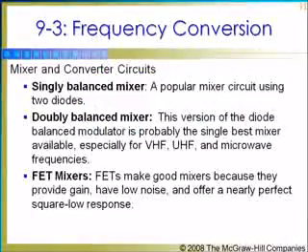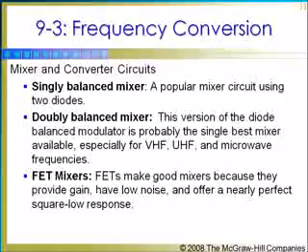There are two types of balanced mixer, the singly balanced mixer and the doubly balanced mixer. The singly balanced mixer is a popular mixer circuit using two diodes, while the doubly balanced mixer, this version of the diode balanced modulator, is probably the single best mixer available, especially for very high frequency, ultra high frequency, and microwave frequencies. Balanced modulators are also widely used as mixers. These circuits eliminate the carrier from the output, making the job of filtering much easier.